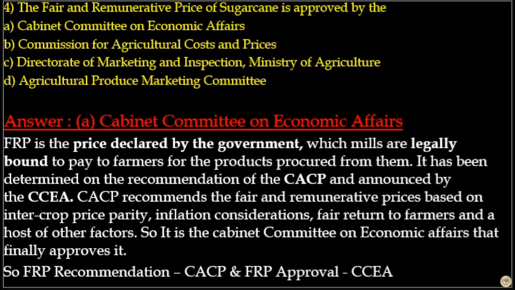CACP recommends the fair and remunerative prices based on intercrop price parity, inflation considerations, fair return to farmers, and a host of other factors. So it is the Cabinet Committee on Economic Affairs that finally approves it. So your answer to this question is option A.